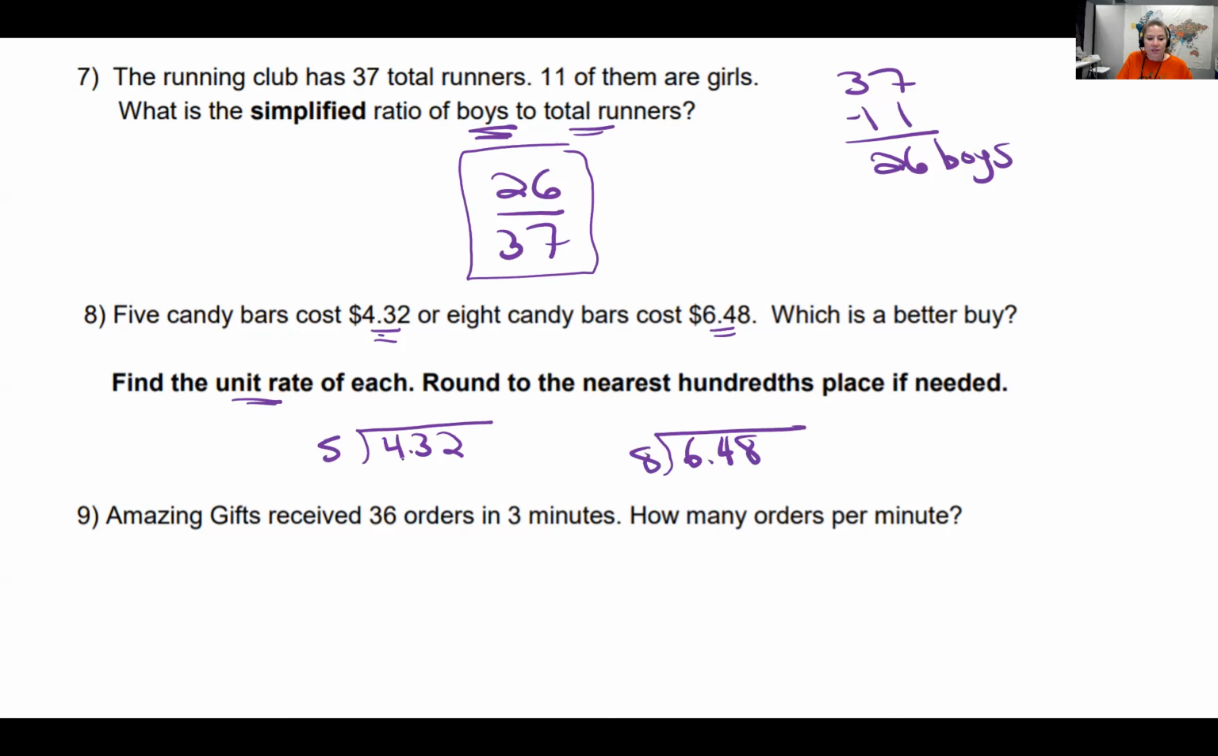All right, so let's go over here. This one, 5 won't go into 4, but 5 will go into 43 8 times. Subtract, 5 will go into 32 6 times.